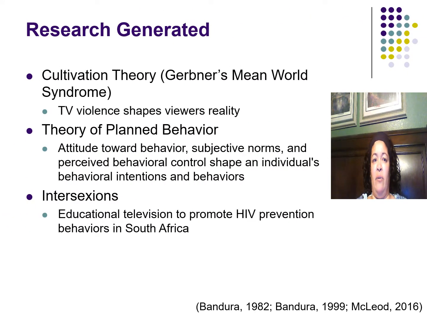The social cognitive theory has also generated new research, like Gerbner's mean world syndrome theory, also called the cultivation theory, which suggests that TV violence shapes the viewer's reality. The theory of planned behavior, which suggests that attitudes towards behavior, subjective norms, and perceived behavior control shape an individual's behavior and intentions. And the Intersections Show, which is an educational show to promote HIV prevention and behaviors in South America. So theories are constantly evolving and generating new ideas that can be explored.